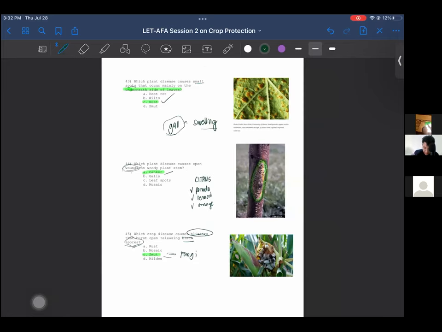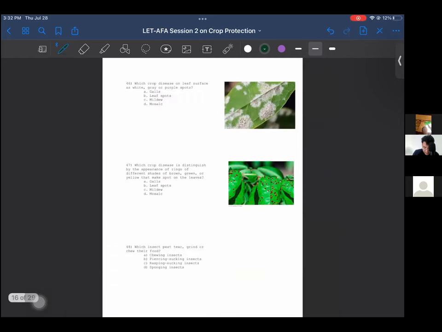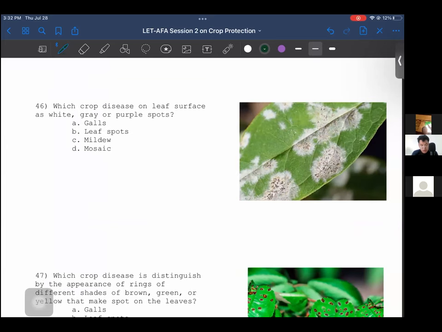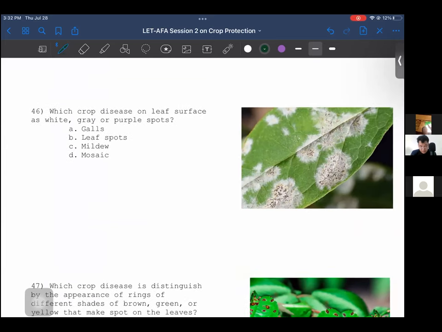Okay, next. Here is another. Naman dito, which crop disease on leaf surface has white, gray, or purple spots? So I want to introduce to you mildew. Ang mildew ay karaniwang may powder. So if you see sa question na may powder, white, gray, purple spots, mildew yun.